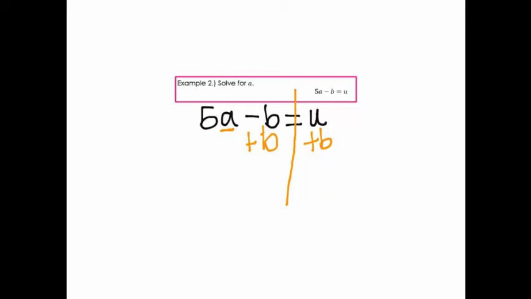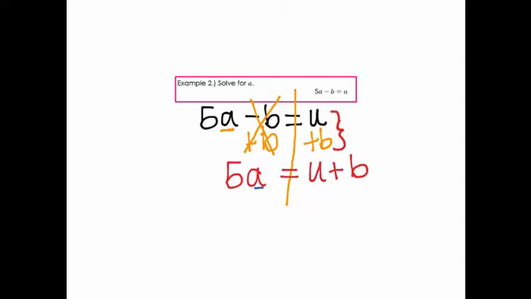When you add b to a negative b, they cancel out. And I'm left with 5a equals, and then as I said before, this piece here, the u plus b, you cannot combine. So you're just going to write it out, u plus b.